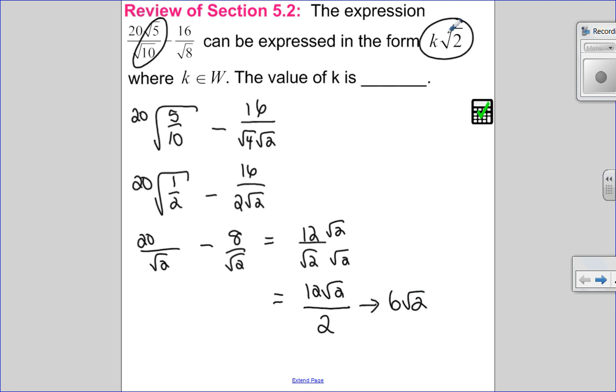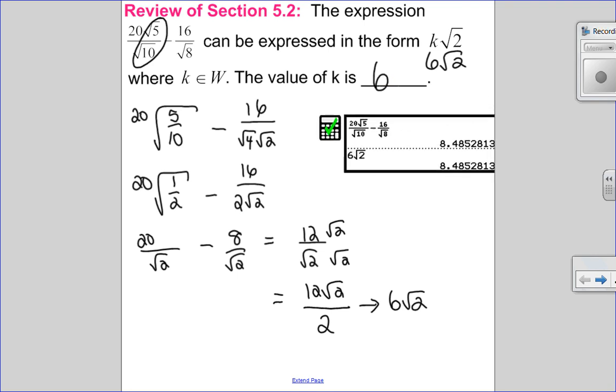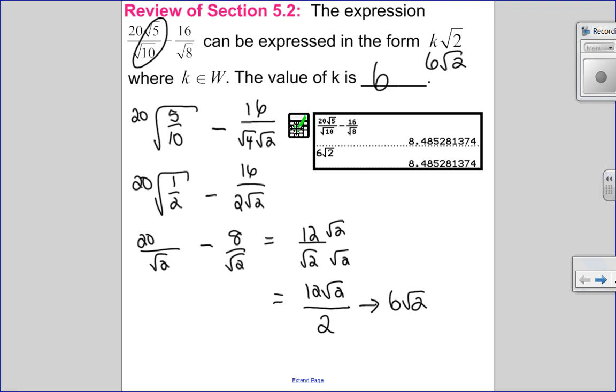And I can see that fits in with my template. I always like to write it right underneath to make absolute sure. And I can see now that k is equal to 6. So let's check this to see if we did it correctly. So there's my original, and I found the numeric value because there's no variables. And there's my answer, 6 root 2. They have the same value, so I know I did it correctly.